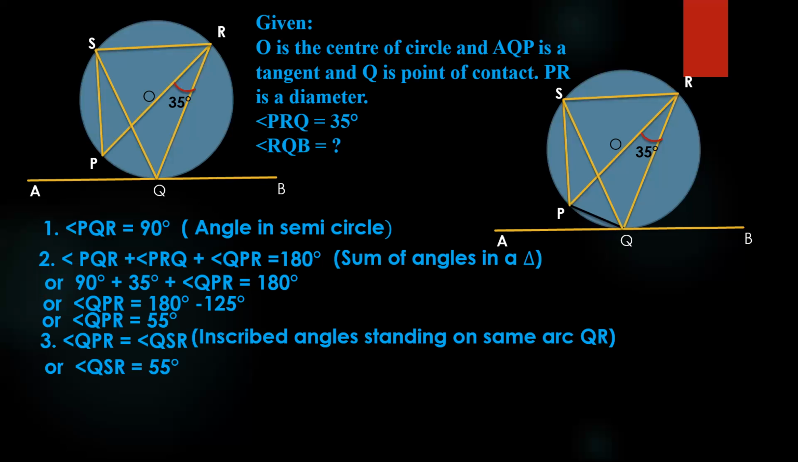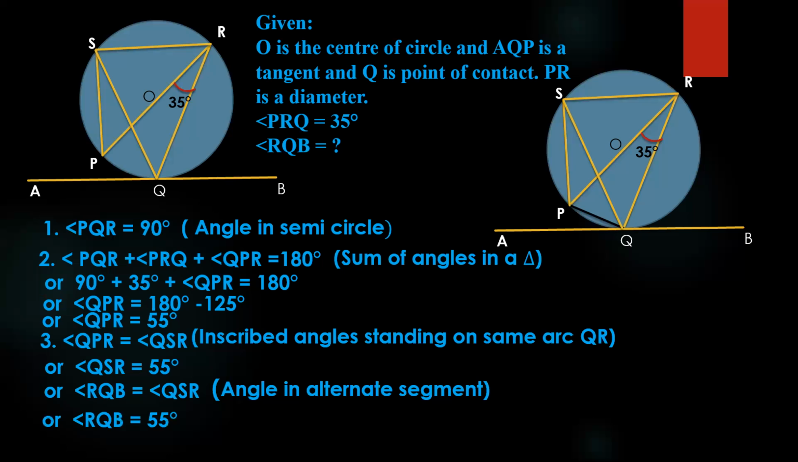Okay, now since we found QSR, look at here, we can say RQB, that is the angle which is formed by the curve RQ, is equal to QSR, that is angles in alternate segment, right? Once again, look closely. RQB is equal to angle QSR because QR is a curve, and the angle we have to find is equal to the alternate segment angle. Okay, so now we can say here RQB is equal to 55 degrees, since QSR is also 55 degrees.